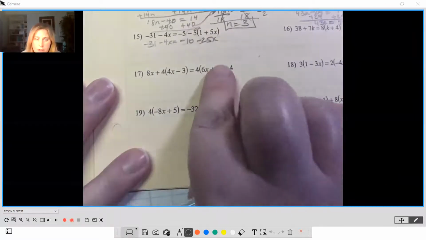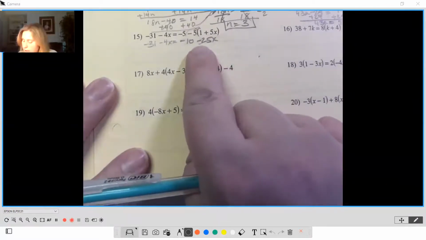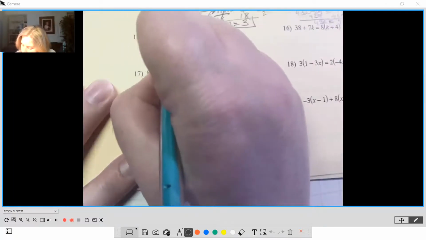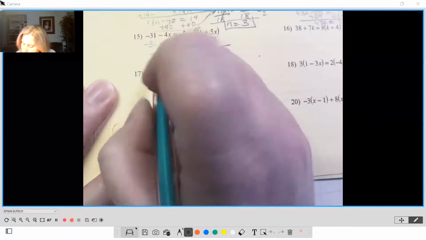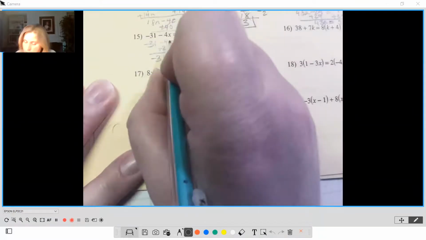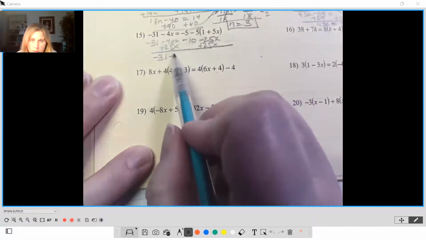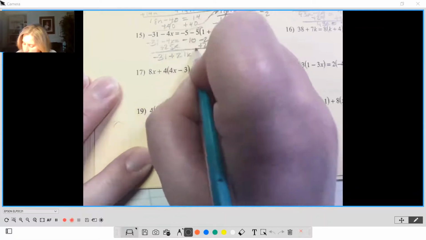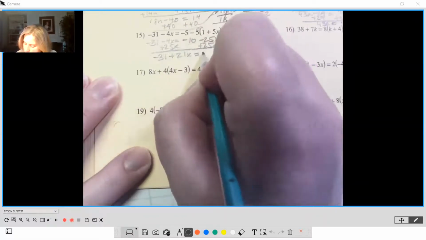And then we want to get all of our x's together on the same side of the equal sign. So we can add 25x. Okay, this gives us negative 31 plus, and then we have negative 4x plus 25x, that's plus 21x. Bring down the equal sign, negative 10.